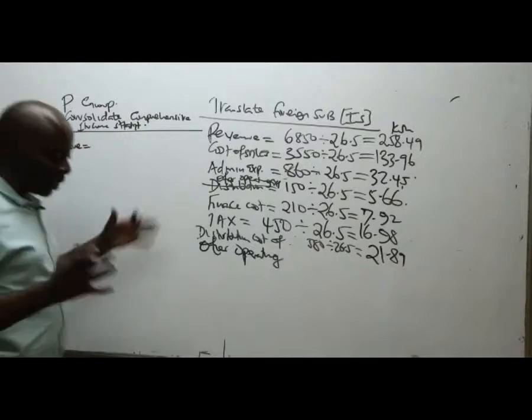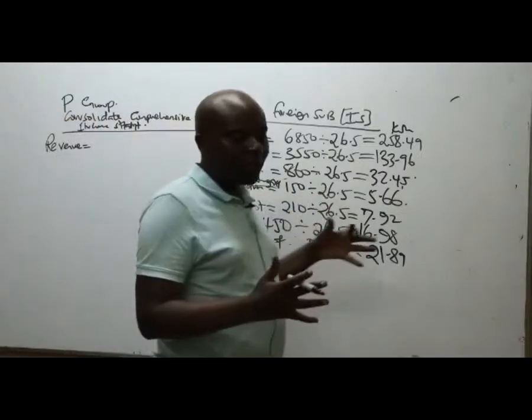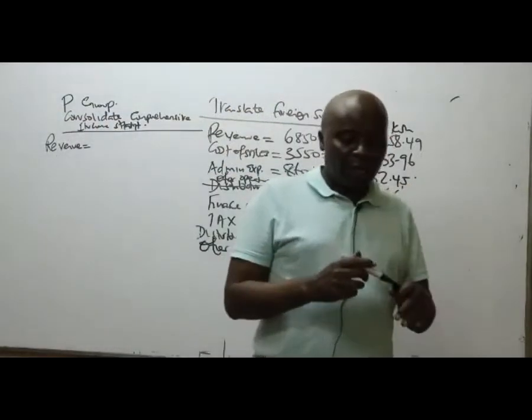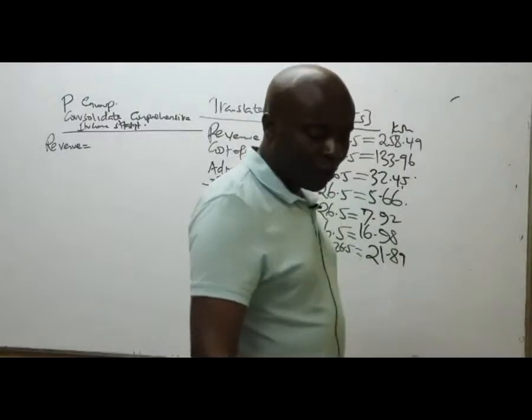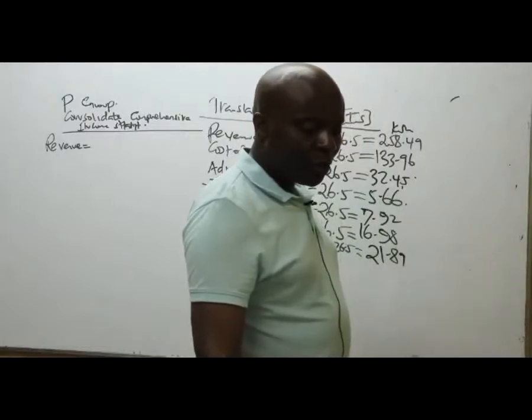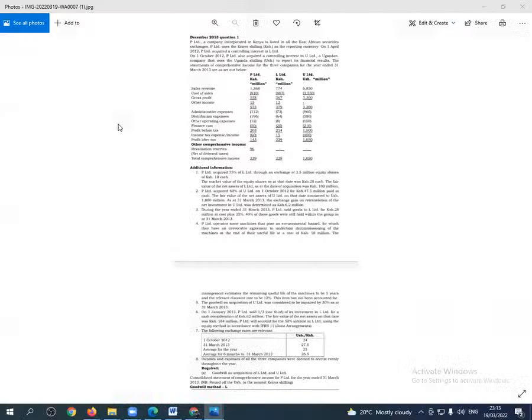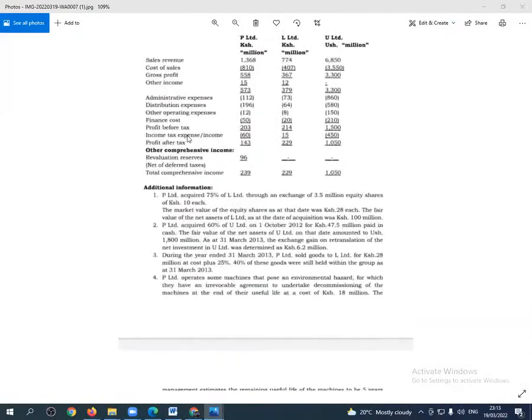So revenue. Now you are consolidating, you're putting things together. We start with revenue. Ladies and gentlemen, what do we have for revenue? I can see revenue here: I have 1368. Remember that's for the parent. For the parent, I always take the whole of it.